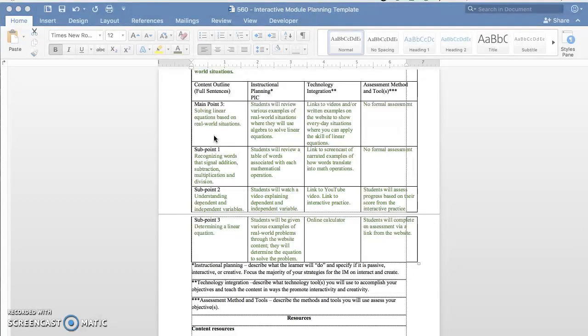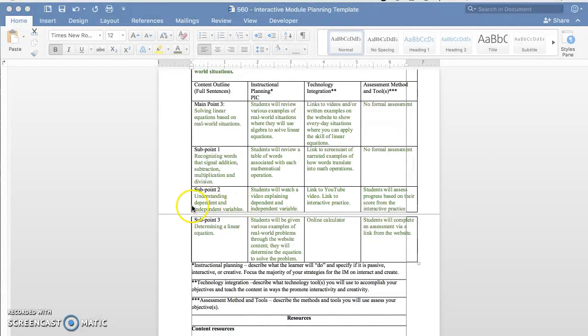We'll also talk about, in a subpoint, recognizing words that signal addition, subtraction, multiplication, and division. We'll have the students review a table of words associated with each of the mathematical operations, link to a screencast of narrated examples, and how words translate into math operations. No formal assessment here necessarily, but we may go through some practice.